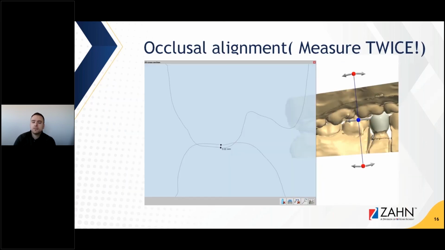And here we have an example for occlusal alignment. So measure twice, cut once, right? When you receive the scan, it's always a good idea to draw a 2D cross section and drag it straight across your scan, just to see how much the maxillary and mandibular scans are penetrating each other. In this case, we have a penetration of 0.222 millimeters. It's not the worst, but it's definitely significant enough to throw off your occlusal alignment and your settings.